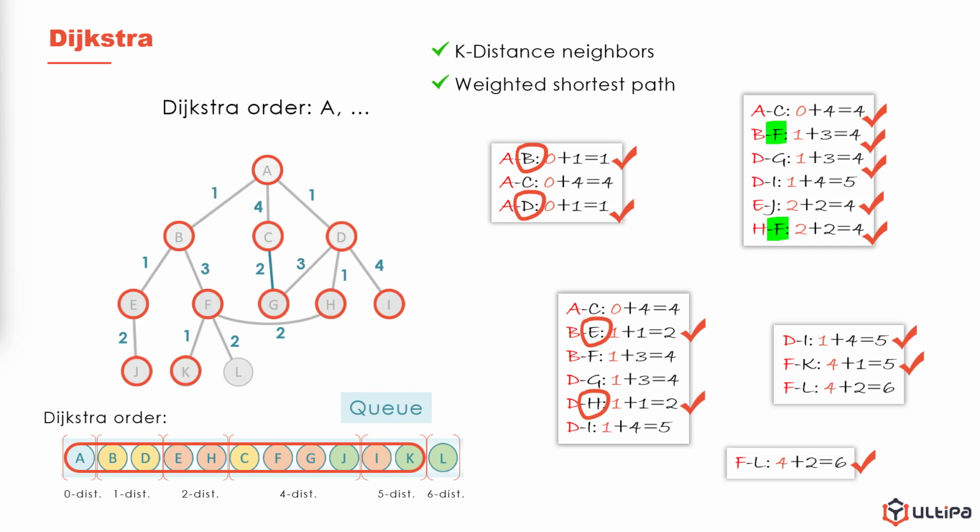Dijkstra is an advanced version of BFS. If we set all the weights of edges to 1 and run the Dijkstra algorithm, the process and result will be exactly the same as the BFS algorithm.